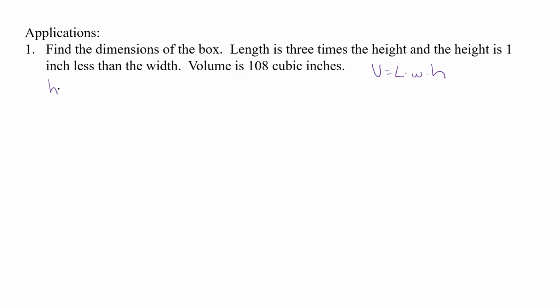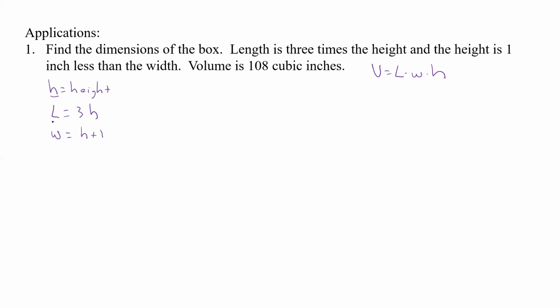So let's let h equal the height. And then the length is 3 times the height. So length equals 3 times h. And then it says the height is 1 inch less than the width. So we're going to have width is equal to the height plus 1. Because it said the height is 1 less than the width, so if we add 1 to it, that's what our width would be equal to.